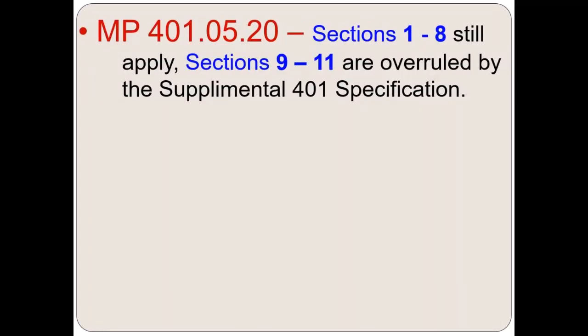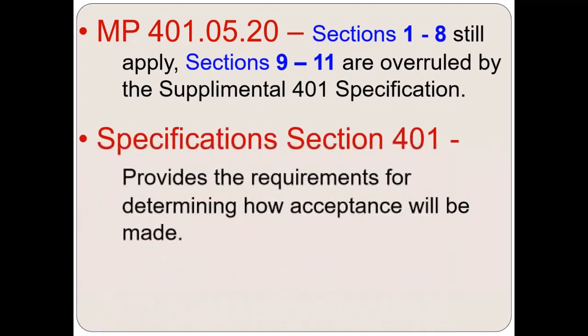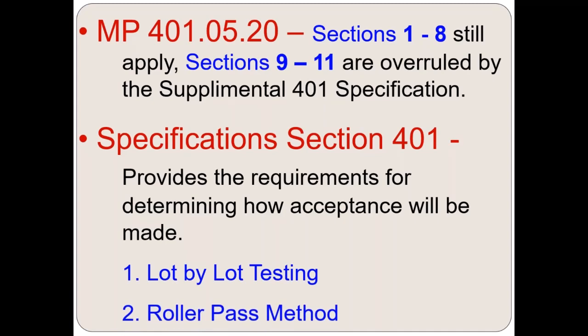Our reference materials, like we said, was MP 401-0520. Sections 1 through 8 will still be in effect. Sections 9 through 11 are overruled by the supplemental 401 specification. Our 401 specification is going to provide the requirements for determining how acceptance will be made, whether it's going to be lot by lot or whether it'll be a roller pass project, and also describes some of the processes within.